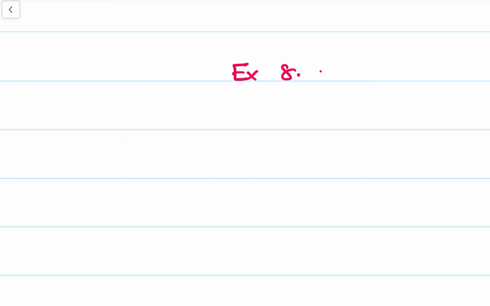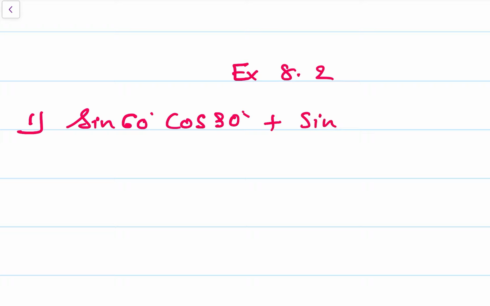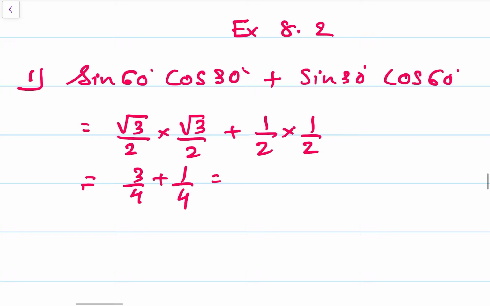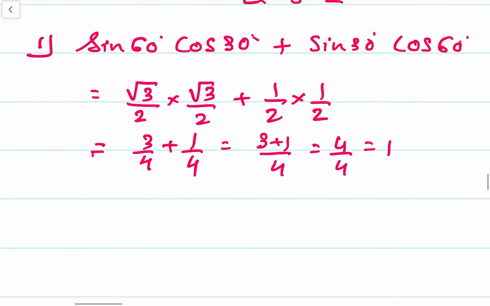Exercise 8.2 number 1. It is sin 60 into cos 30 plus sin 30 into cos 60. Replacing the values, we get sin 60 is root 3 by 2 and cos 30 is also root 3 by 2. And sin 30 is 1 by 2 and cos 60 is 1 by 2. Solving this, we get 3 by 4 plus 1 by 4 is equal to (3 plus 1) upon 4, is equal to 4 upon 4, is equal to 1.